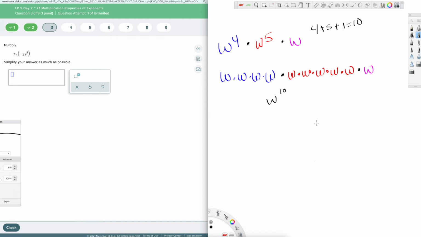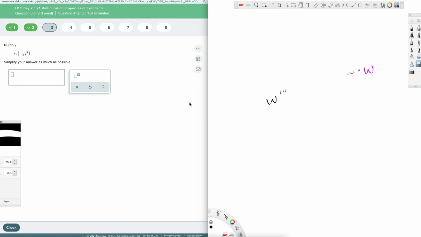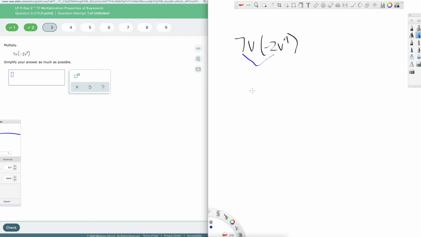Now if we look at this one, this problem changes it up for us just a little bit. We have what we call coefficients, which is the number on the front here. So we have 7v times negative 2v to the 9th. When we do this, we want to make sure we're multiplying the coefficients, meaning the numbers. So I have to do 7 times negative 2, just like I normally would. I multiply these together, and I get negative 14.